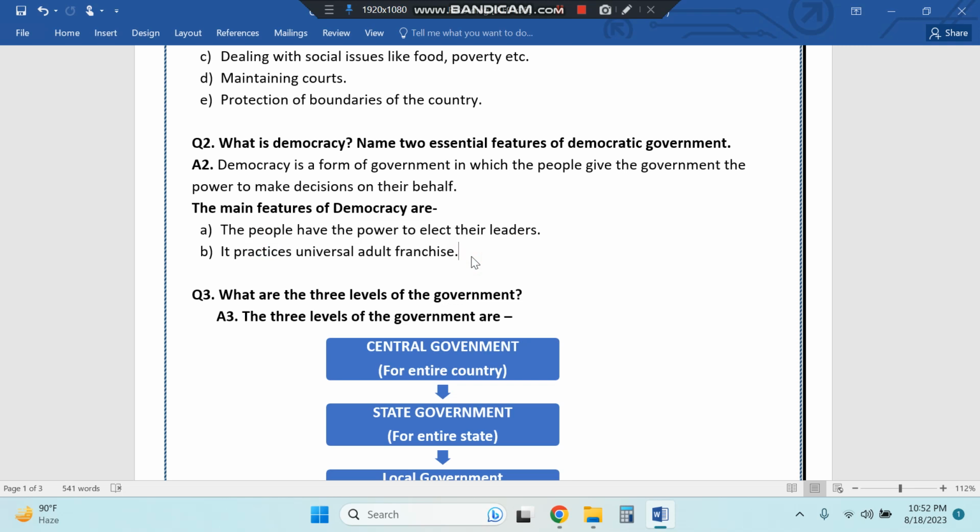There are lots of other features of democracy, like people get rights. Government is accountable for its decisions. Accountable means answerable for its decisions. And government has to maintain the dignity of all citizens. So there are lots of other features.